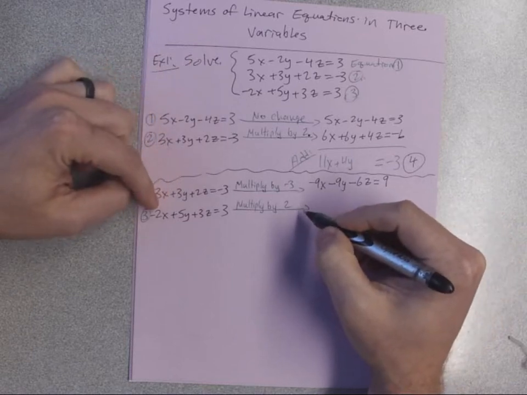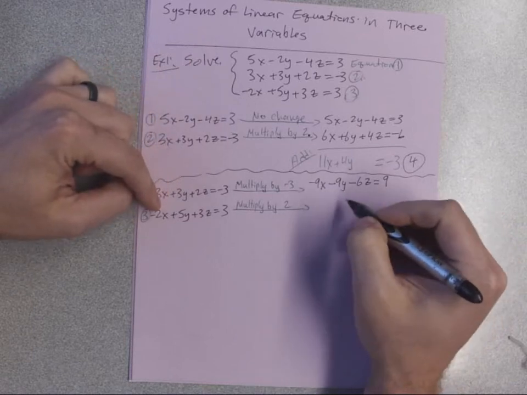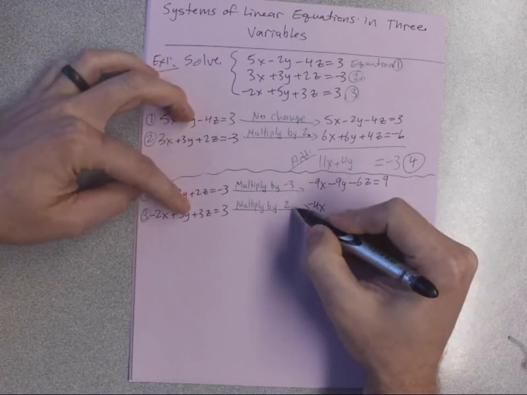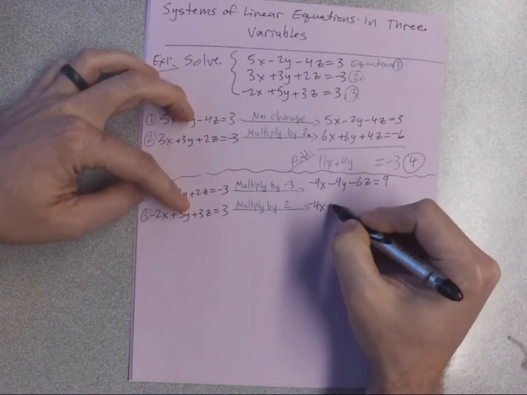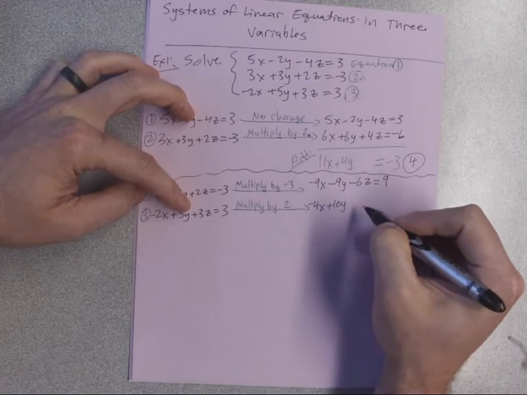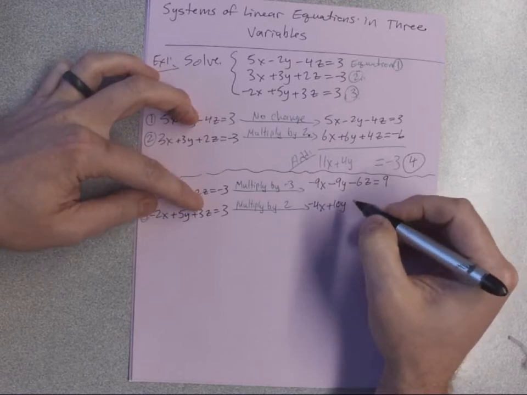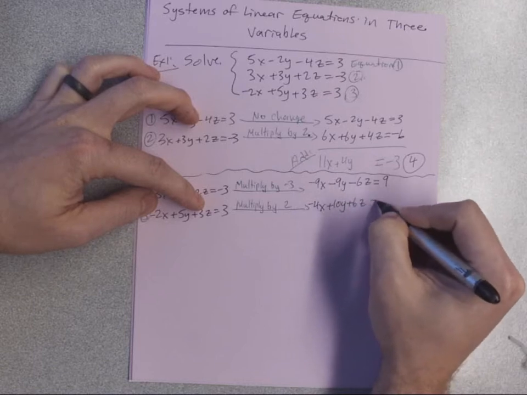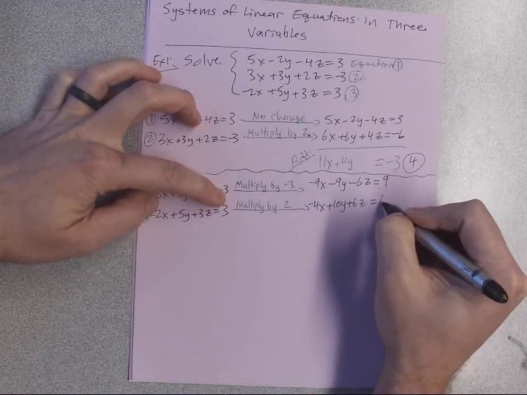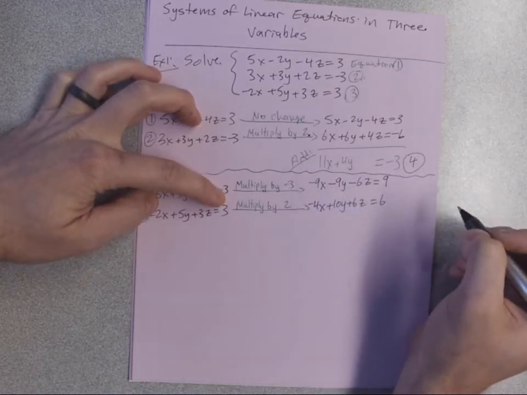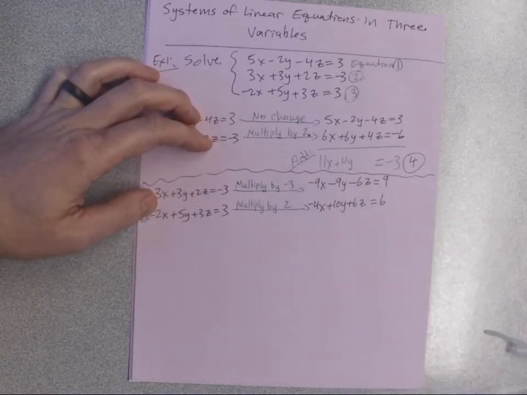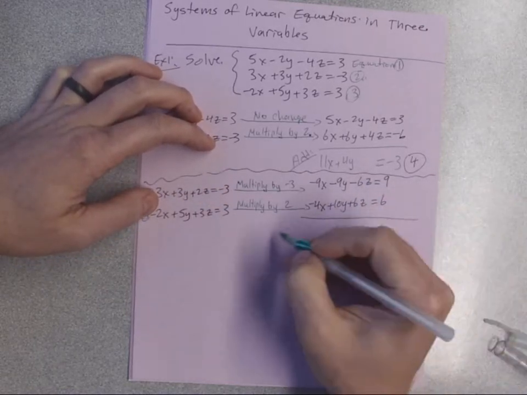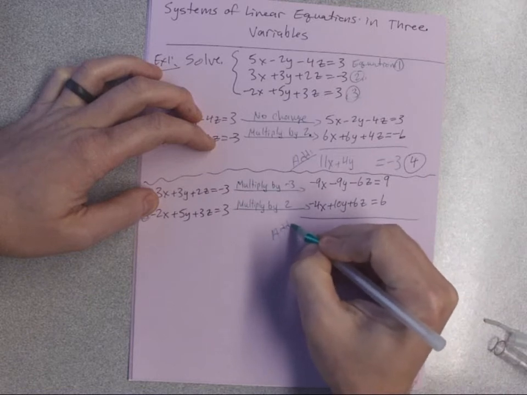We multiply each term here by 2. Negative 2 times 2 is negative 4x. 2 times 5y is plus 10y. And then 3z times 2 is plus 6z. And then 3 times 2 is 6. And you see, we got what we came for. We wanted to eliminate these z's, and we did that. So now we want to add these down.